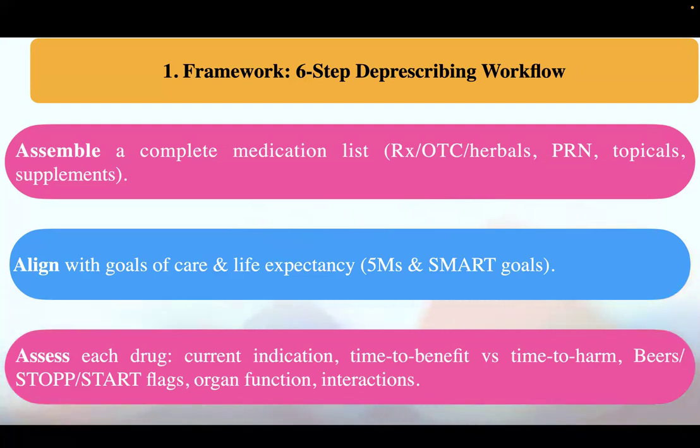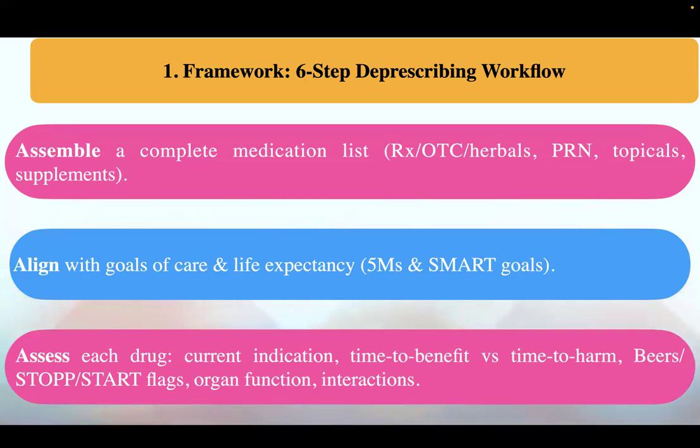Okay. Third, Beers, stop, start, flags you need to understand. That is our second topic to understand. Tools. We'll understand what Beers criteria is, stop and start criteria, and what the red flags are. Okay, organ function you need to check from the laboratory investigation. You need to check serum creatinine, or potassium level, etc., right? And other potential interactions you need to check. So that is the three steps.